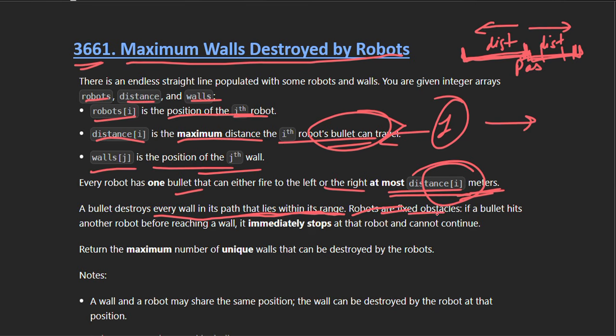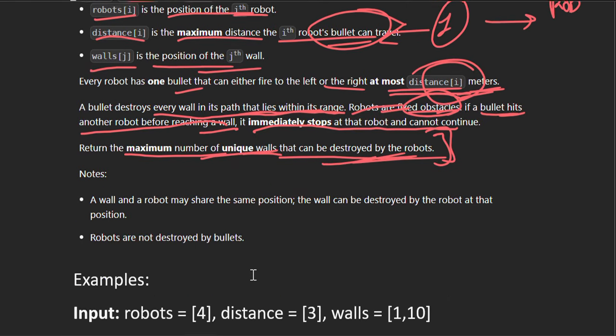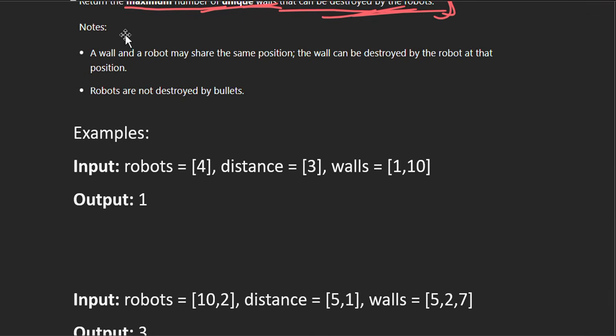These robots are fixed obstacles. One more condition is there: if a bullet hits another robot before reaching a wall, it immediately stops at that robot. Suppose there is one more robot here. Earlier the bullet could go from this position to X, but now once the bullet hits the robot, it will not go ahead, it will stop there only. So we have to return the maximum number of unique walls that the robots can destroy.